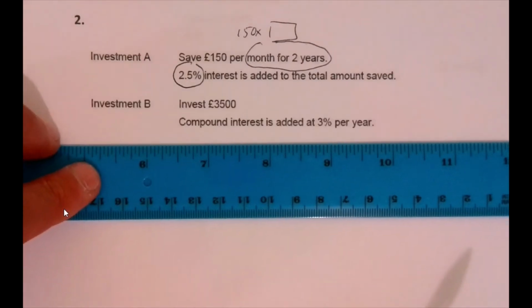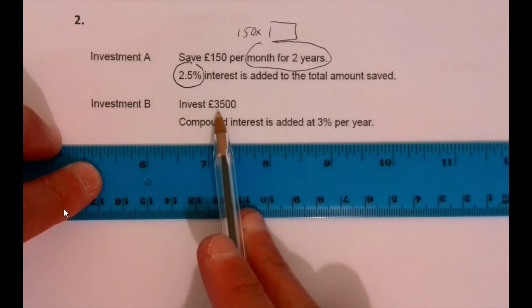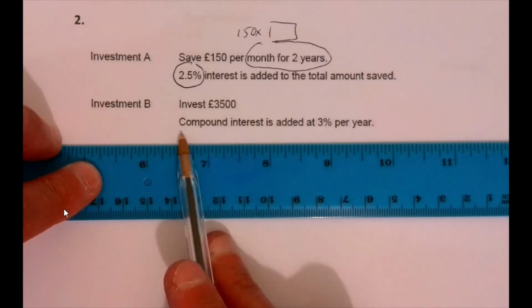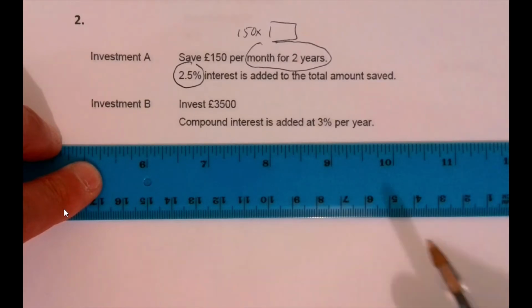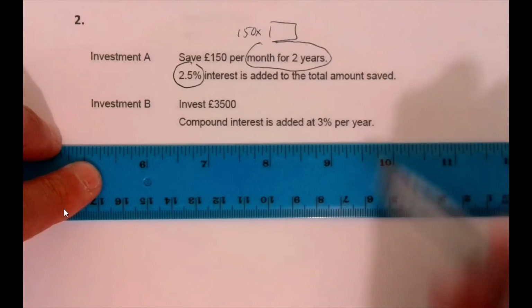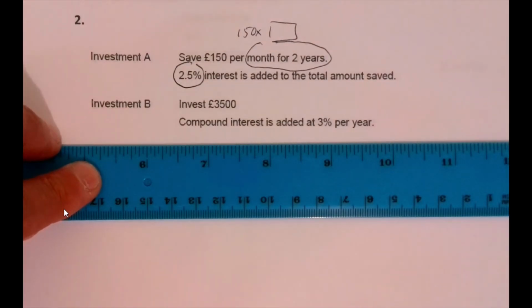Okay, compound interest. Again, we've looked at this. This is a relatively straightforward compound interest question. So we invest all of this money right from the beginning, and then 3% is added each year. Remember, you get interest on the interest. You might need to look at a compound interest lesson to remind yourself if you can't remember how to do that.